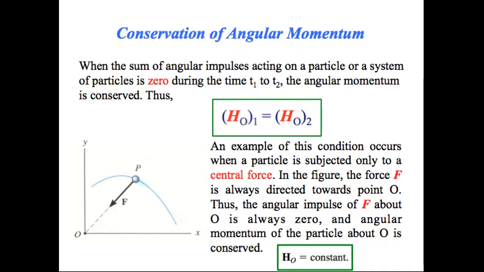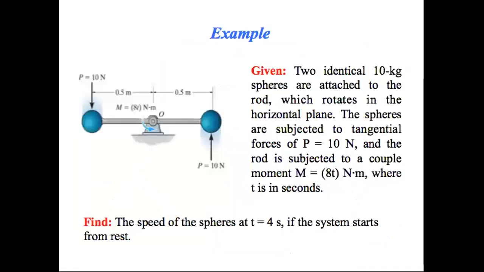Let's look at some examples. Two identical spheres are attached to a rod, which rotates in the horizontal plane. The spheres are subject to the tangential force P, and the rod is subjected to a couple moment M as a function of time, where t is in seconds. Find the speed of a sphere at time 4 seconds if the system starts from rest.